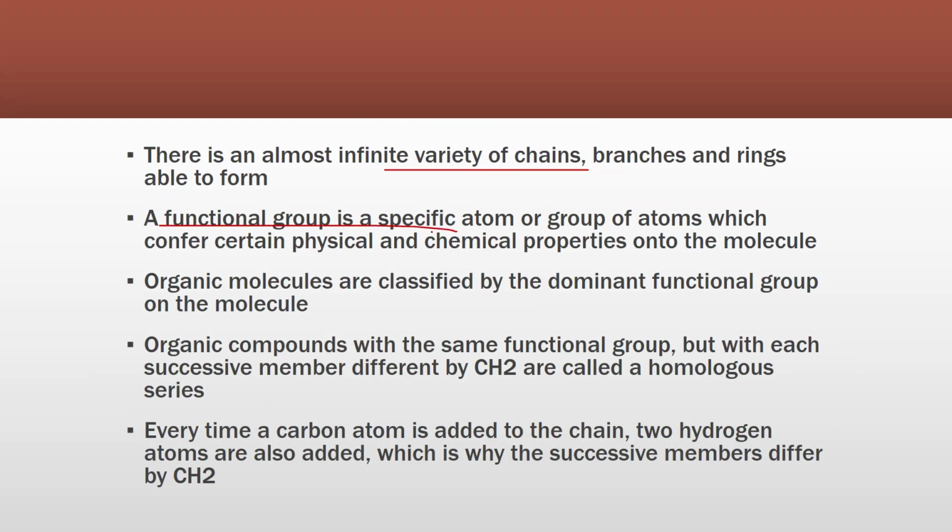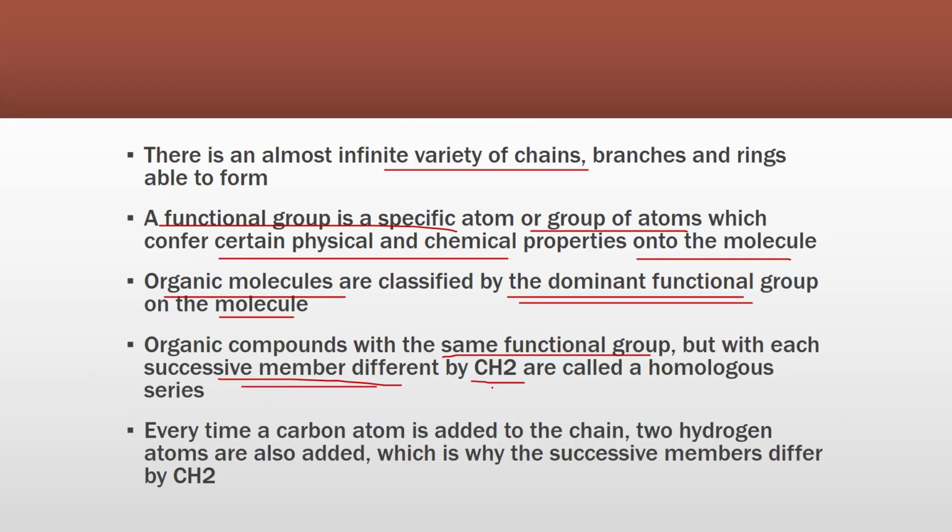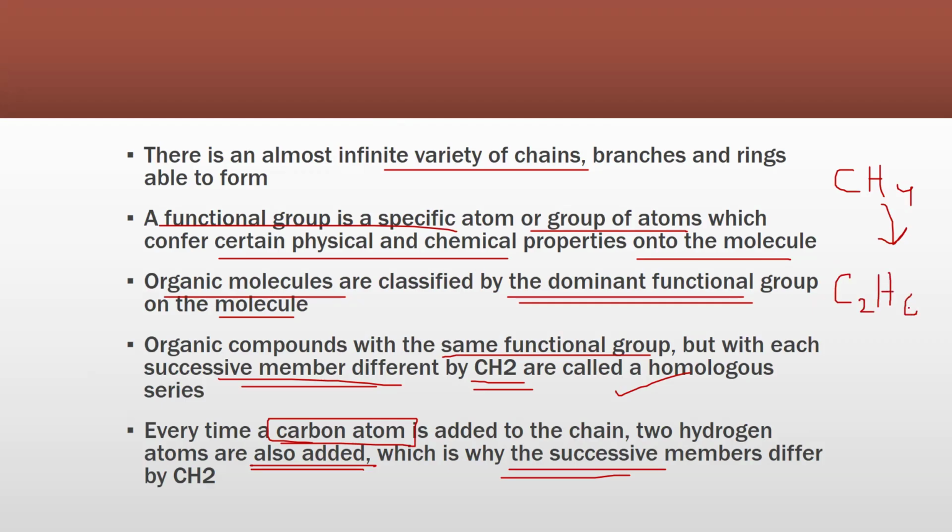A functional group is a specific atom or group of atoms which confers certain physical chemical properties onto the molecule. Organic molecules are classified by the dominant functional group on the molecule. Organic compounds with the same functional group but with each successive member different by CH2 are known as homologous series. Every time a carbon atom is added to the chain, 2 hydrogen atoms are also added, which is why successive members differ by CH2. If methane is CH4, then जो next वाला होगा वो CH2 ज़्यादा होगा, C2H6. Then the next one would be C3H8.